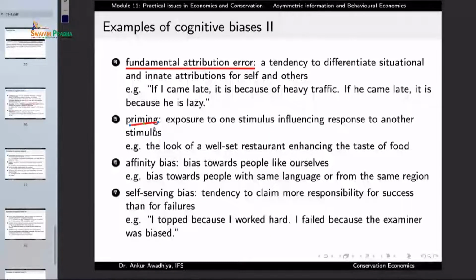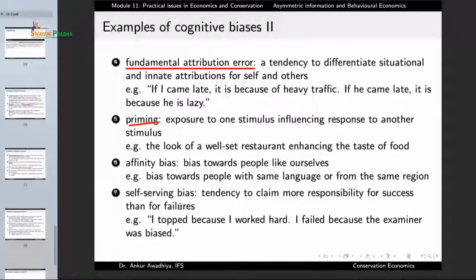Priming, exposure to one stimulus influencing response to another stimulus, which may or may not be related. The look of a well set restaurant enhancing the taste of food. Now, what is a well set restaurant look got to do with the taste of food? But then this one stimulus influences the response to another stimulus.